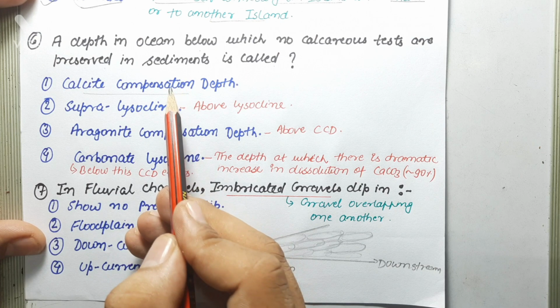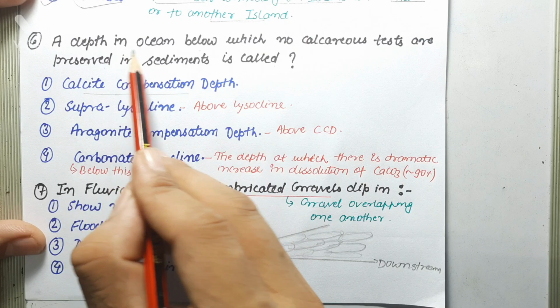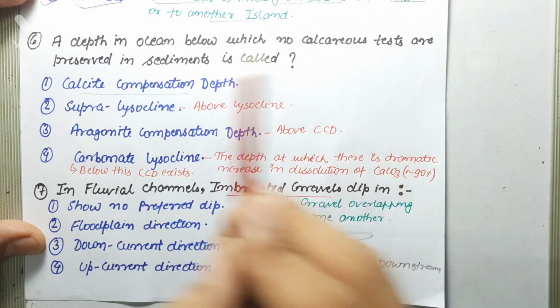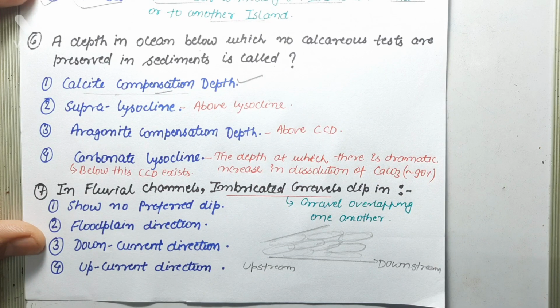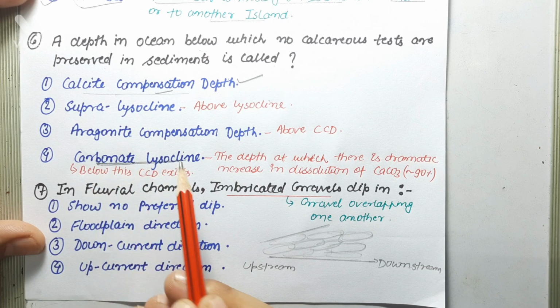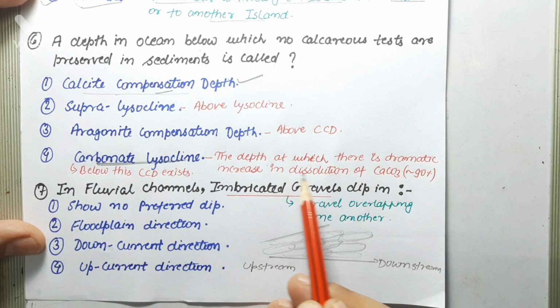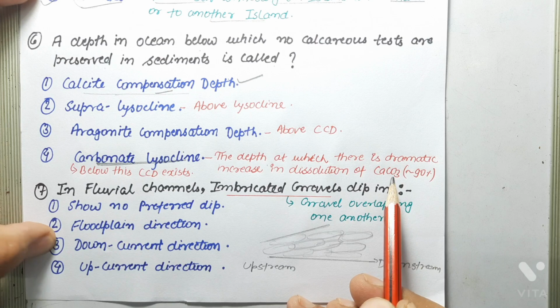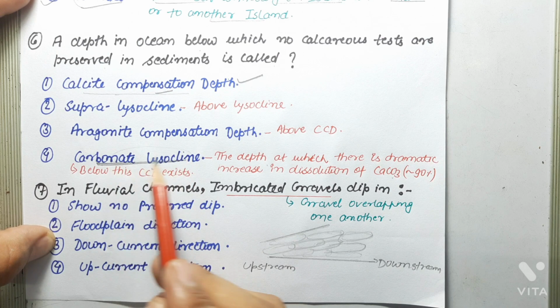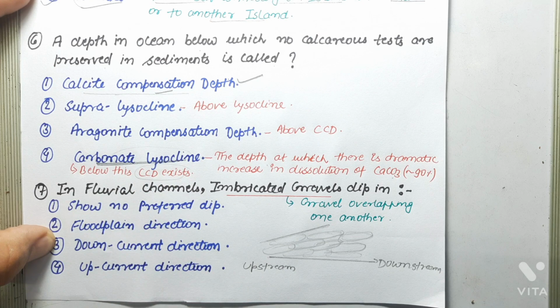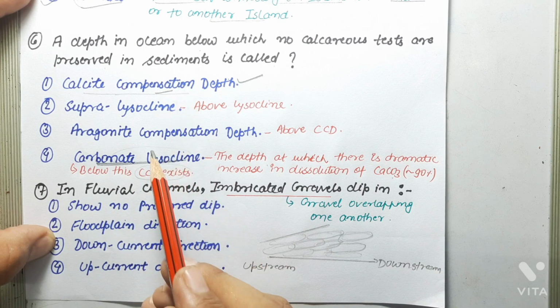So clearly this question is asking about a depth in ocean below which no calcareous tests are preserved, so that depth is calcite compensation depth. Next, above calcite compensation depth is carbonate lysocline. Carbonate lysocline is the depth at which there is a dramatic increase in dissolution of calcium carbonate, or you can say this is the depth at which there is a dramatic decrease in the amount of calcium carbonate present. Okay, and below carbonate lysocline CCD exists.